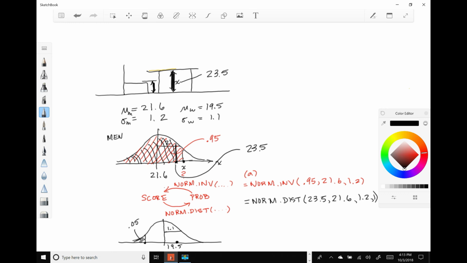And then A says the table will only fit 1% of women. Well, that's not true. It fits 99.99% of women, so it's not A. And then B says the table will fit only 6% of men. No, that's not true. It will fit 94% of men.